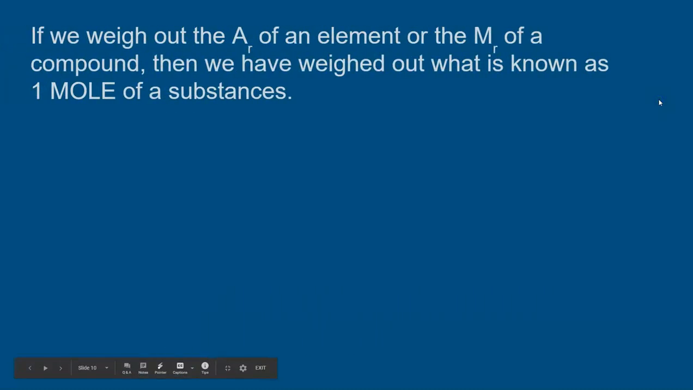If we weigh out the relative atomic mass of an element or the relative formula mass of a compound, then we have weighed out exactly 1 mole of that substance. So when we weigh out 1 mole of a substance, we will have weighed out that huge number, 6.02 times 10 to the 23 particles of that substance.